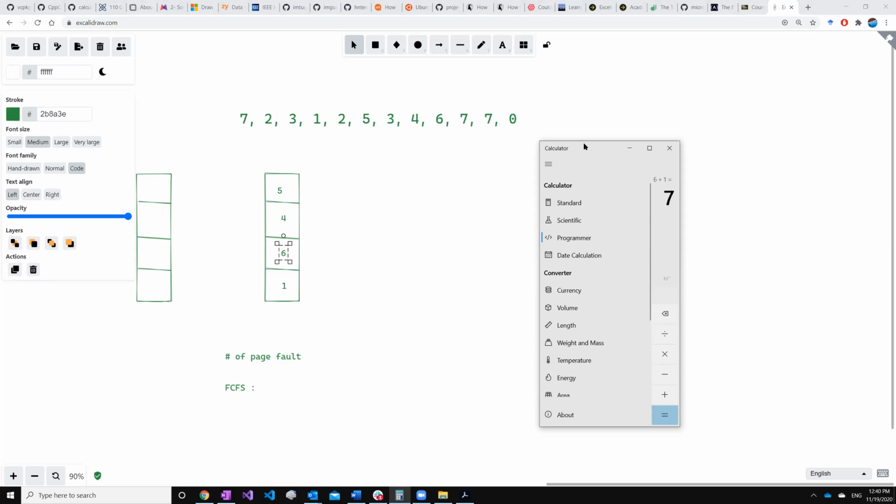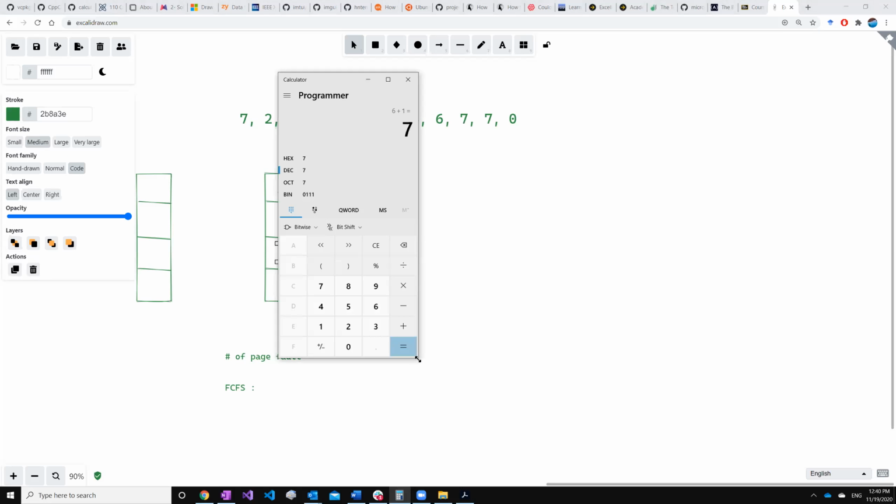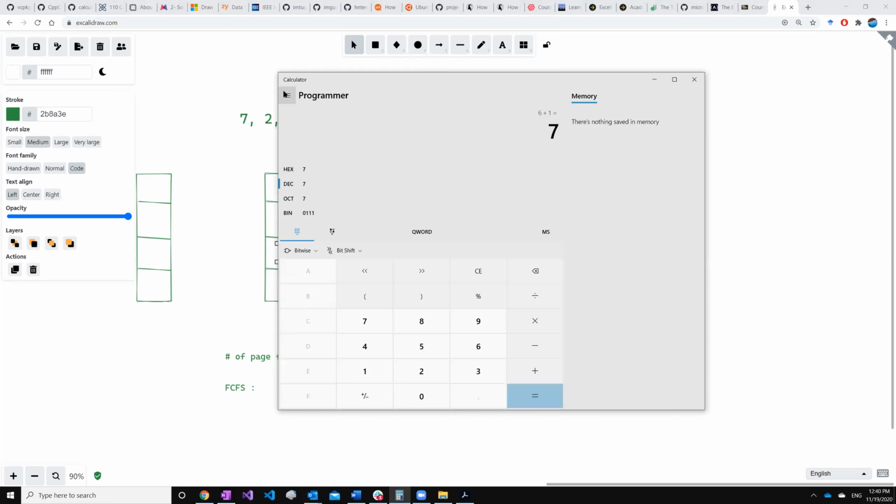Is there a way to show me the history? Oh, when I expand this window, I should be able to see the history. Nothing saved in the memory. Okay, so show me the history. That is what I need. Okay, you don't want to show me the history?